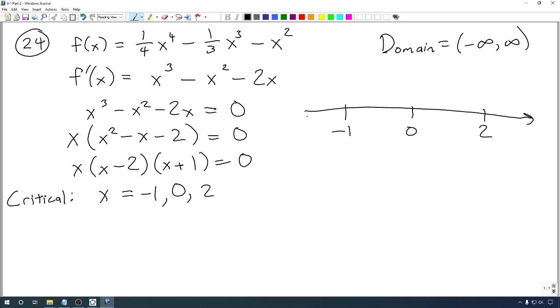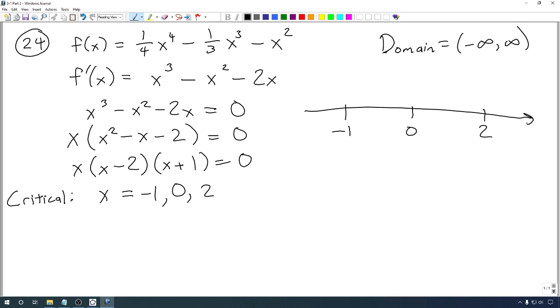The important thing here is that this number line represents 4 different intervals. We have the interval from negative infinity to -1. That's one interval. Then we have the interval from -1 to 0. Then we have the interval from 0 to 2. And finally, we have the interval from 2 to infinity. We have 4 different sections on this line.